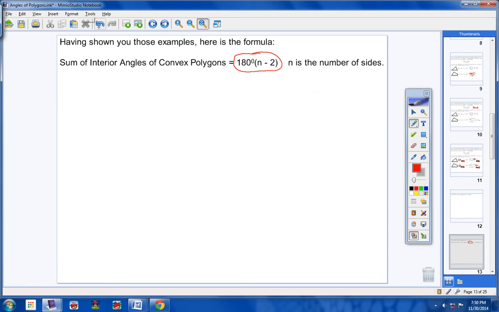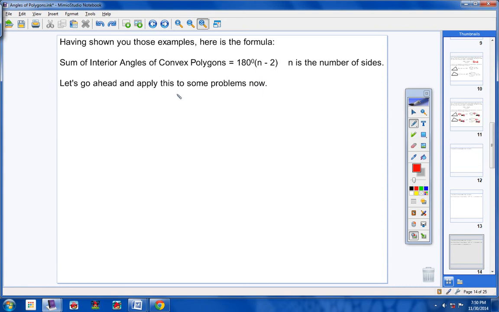Okay? So I'm going to pause a second. I want you to go ahead and copy this formula down, and then we're going to use this to solve some problems. Okay? We're going to apply this to some problems. So I'm going to pause. Go ahead and copy this formula in your notes. Okay?